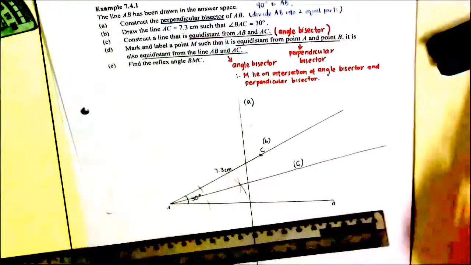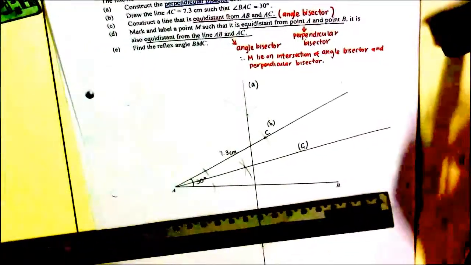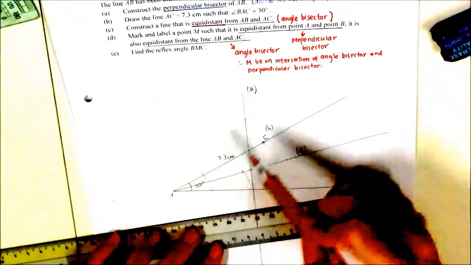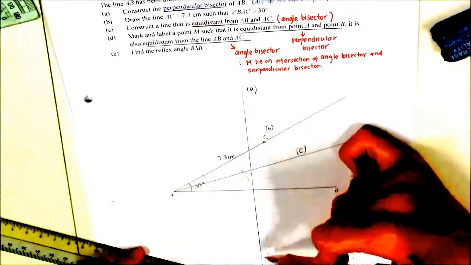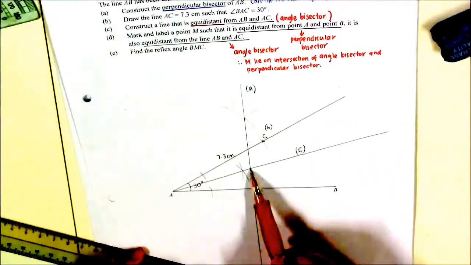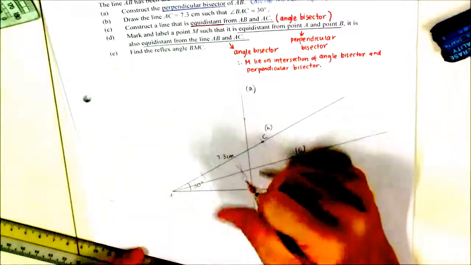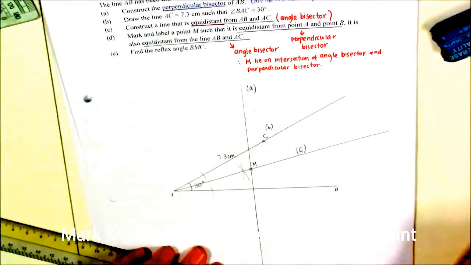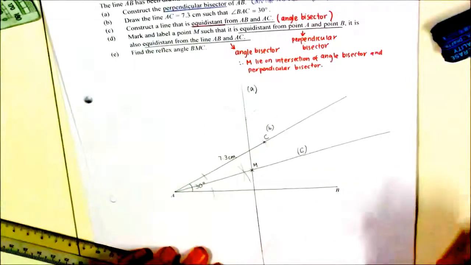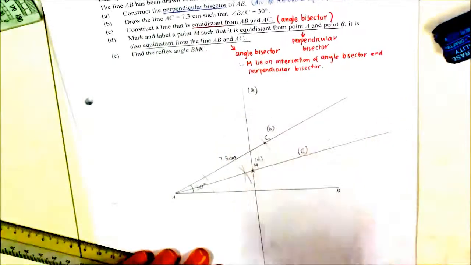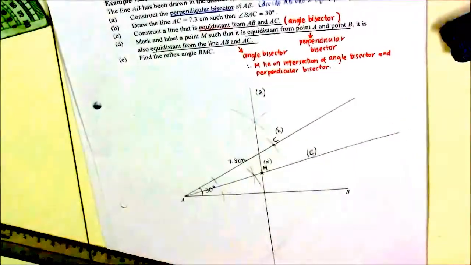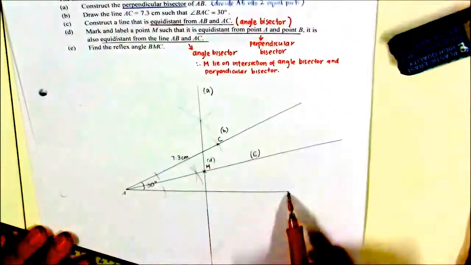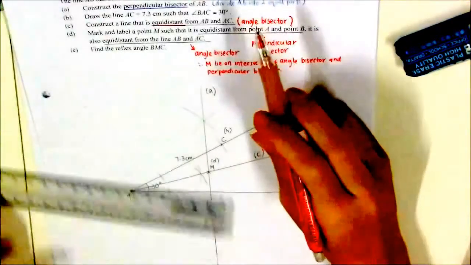Okay, so let's look back at the diagram that we have drawn. Let's identify where the angle bisector and the perpendicular bisector meet. If you trace it, the point is exactly here. Again we can mark it with a small cross, and let's label it as M. Okay, and we are done with part D. You may want to label the question number as well. Okay, the last one. Find the reflex angle BMC. Take note, the most important word in that question is reflex.